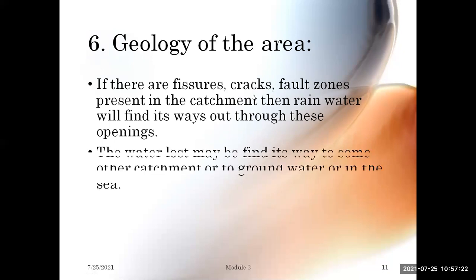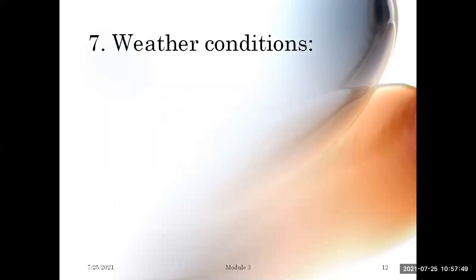Okay, and the water is lost; it may find its way to some other catchment, or to the groundwater, or into the sea. Because of these cracks and faults, the water will percolate inside the catchment and reach the groundwater, and ultimately it may reach the sea, which will reduce the runoff value. So that is how the geology affects the runoff.